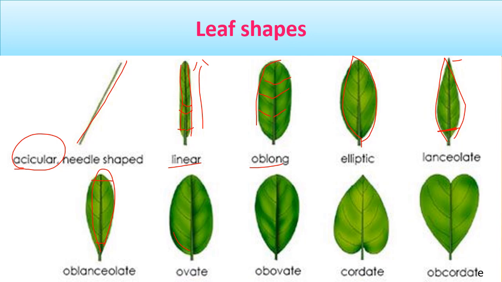Then ovate. Ovate means what? Egg like, where a broad base and tapering apex is there. Obovate is exactly opposite to that, where the base is narrow and apex is broad. Then cordate, that is heart shaped. Obcordate is inverted heart shaped. Here is the stalk and here is the stalk. So understand these terms, these names are given based on their shape.